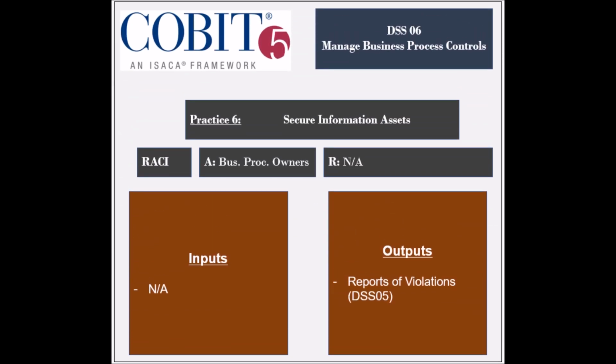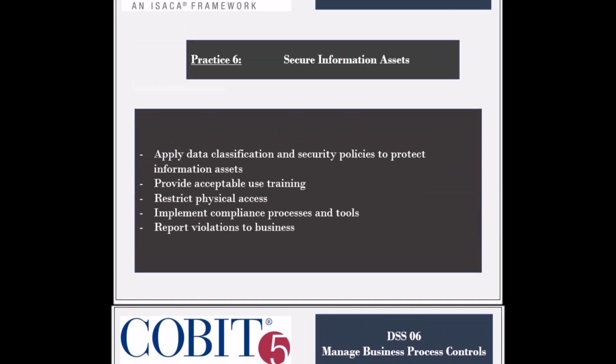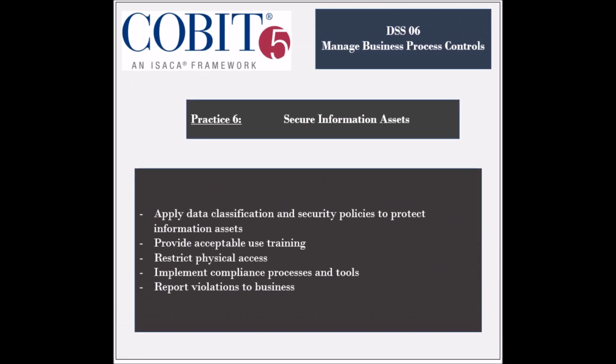The sixth and last practice is to secure information assets. The entity held accountable is the business process owners. The practice receives no inputs, but generates 1 output which is the reports of violation, to be used by the DSS05 process. The activities involved in this practice include applying data classification and security policies to protect the information assets.